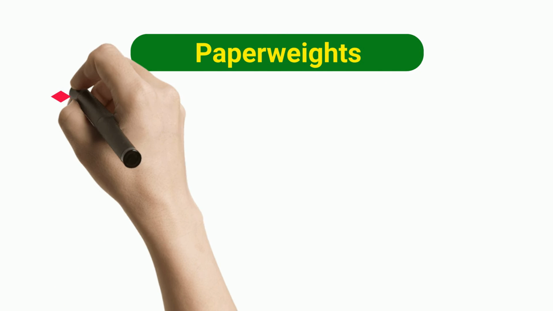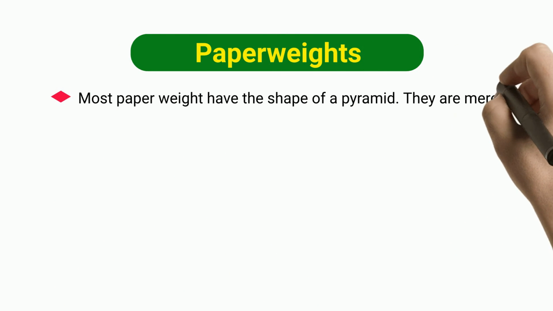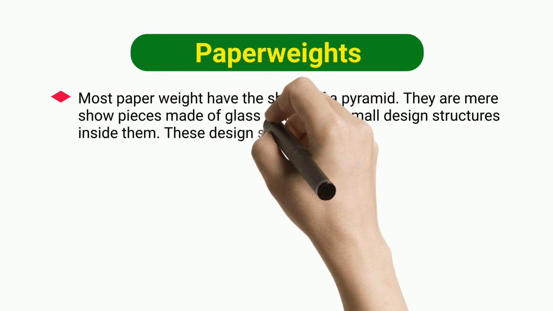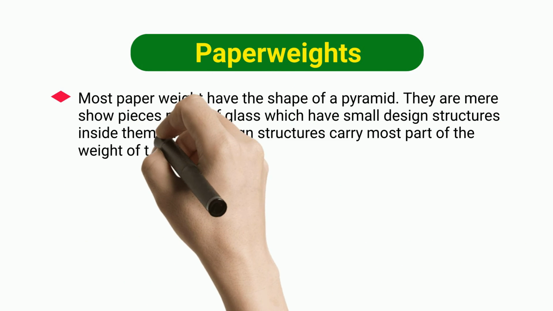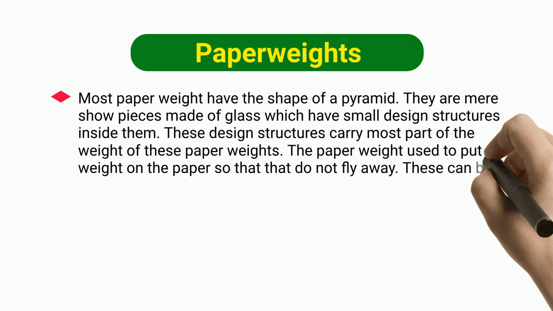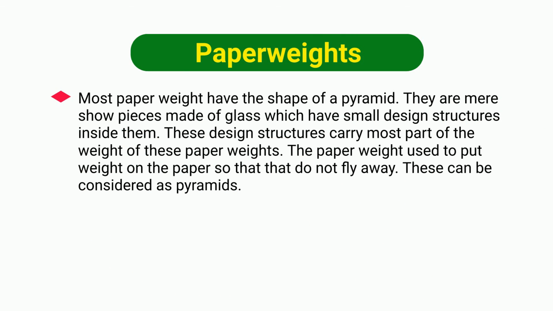Paperweights. Most paperweights have the shape of a pyramid. They are mere showpieces made of glass which have small design structures inside them. These design structures carry most of the weight of these paperweights. The paperweight is used to put weight on paper so that it does not fly away. These can be considered as pyramids.